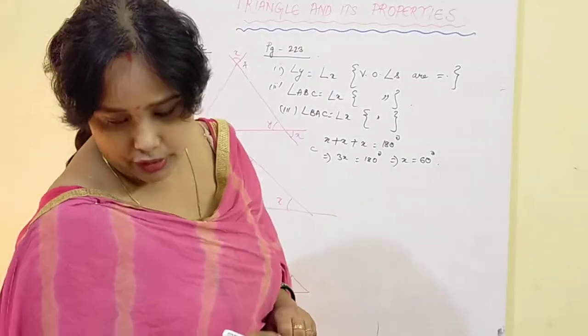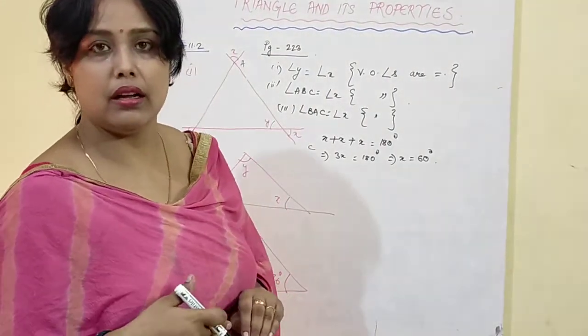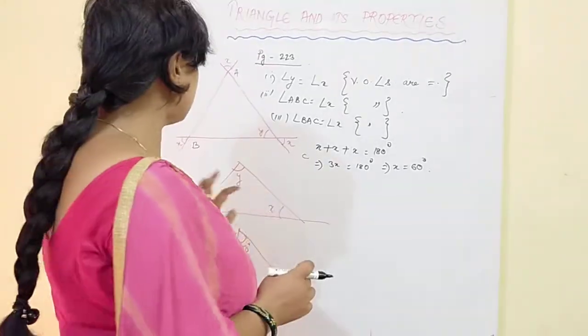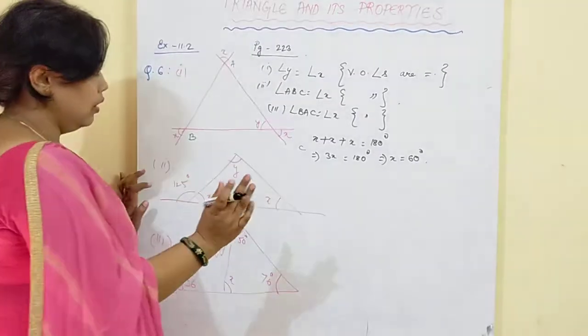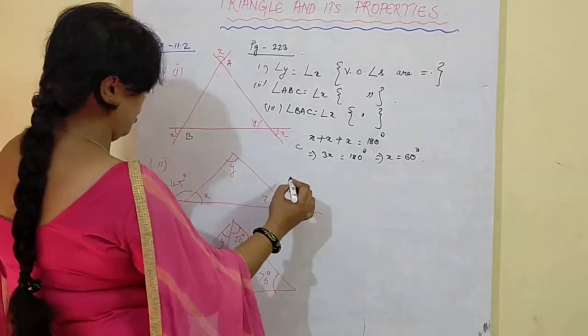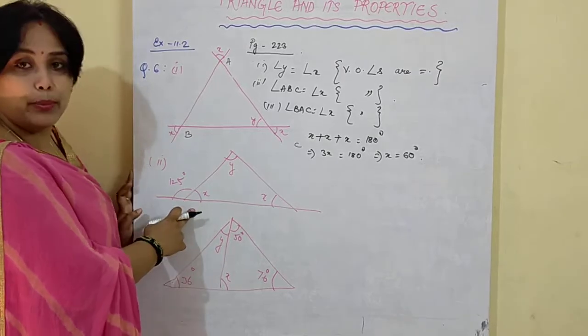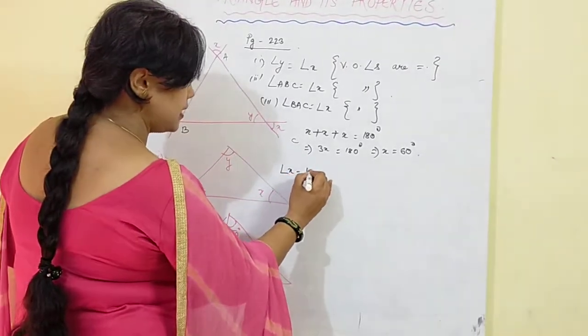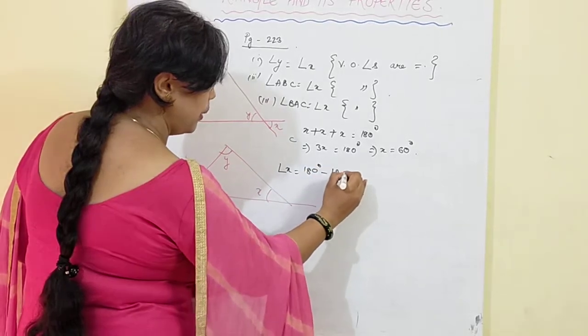This is find the value of x and y in each case in the following diagrams. Now question number 2. So let us see question number 2. Here we have to find out x. I hope you can see the diagram. Angle x is equal to 180 degree minus 125 degree.